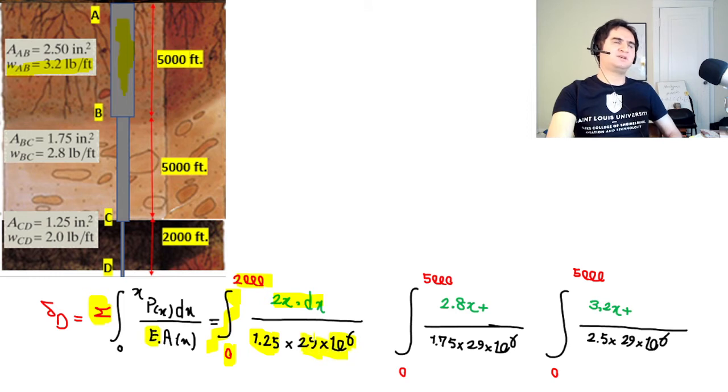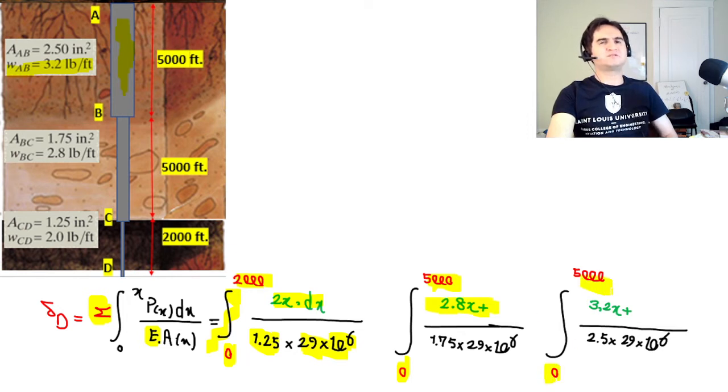of A36 steel, which is 29,000 ksi, or 29 times 10 to the 6 psi in US customary units. Then for the second part, from B to C, it's 0 to 5000, 2.8x plus the additional weight.